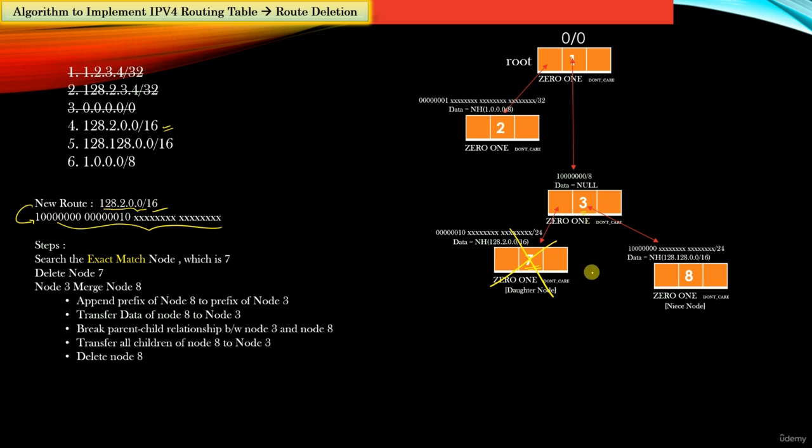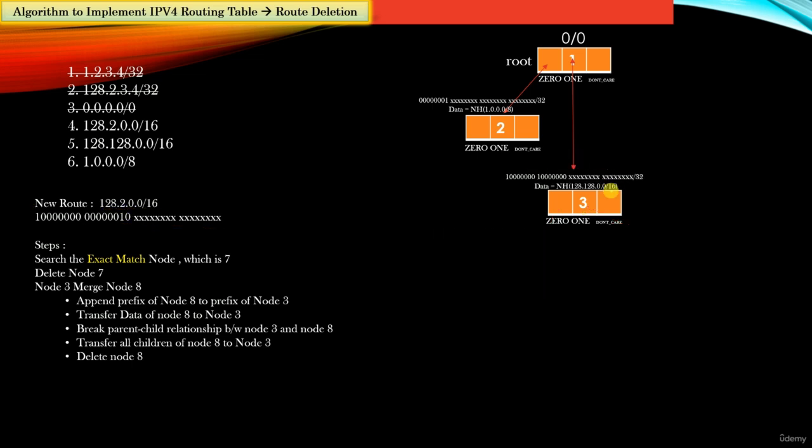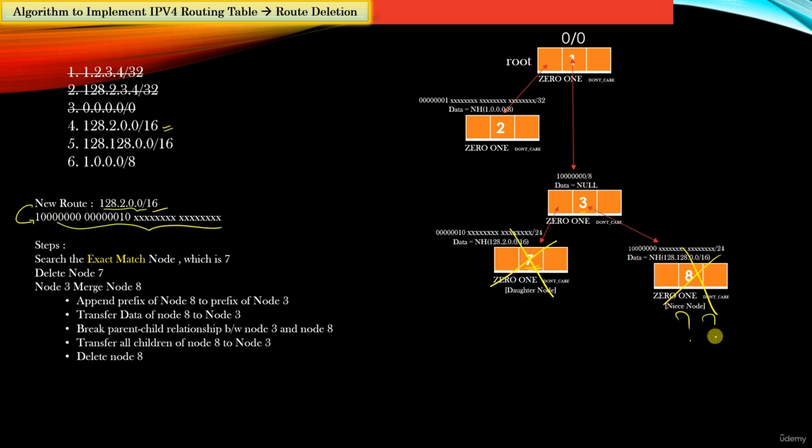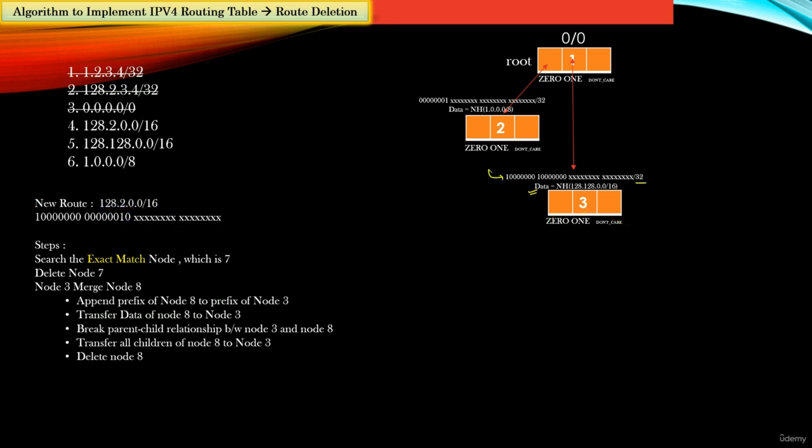After executing the merge algorithm, node number 8 would vanish and node number 3 will borrow the effective prefixes of node 8 such that node number 3 would have the effective prefix of length 32. The data part is also borrowed from node 8 which has just vanished. Also, node number 8 which is just deleted did not have any children. Therefore, there is no transfer of any children from node 8 to node 3 and node 3 becomes a new leaf node. So this completes the deletion of route number 4.